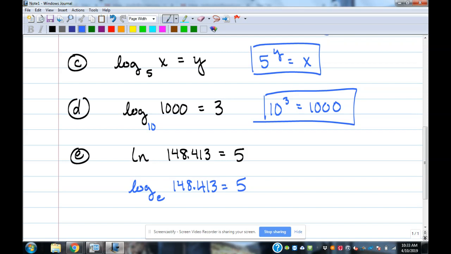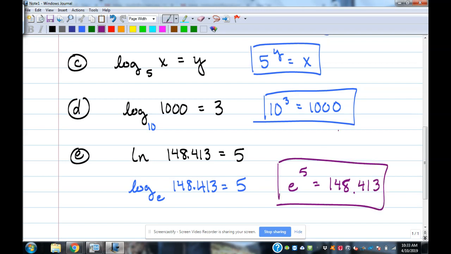Okay, so if we're going to rewrite that as an exponential, then it's going to be e to the 5th equals 148,413. Now, e is about 2.7 and some change, a lot of decimals after that. E is a number that's used quite often in natural log because it's used a lot in sciences, with biology, bacterial growth. It's exponential. That number E comes up enough that it's got its own variable that represents it. It's kind of like pi.